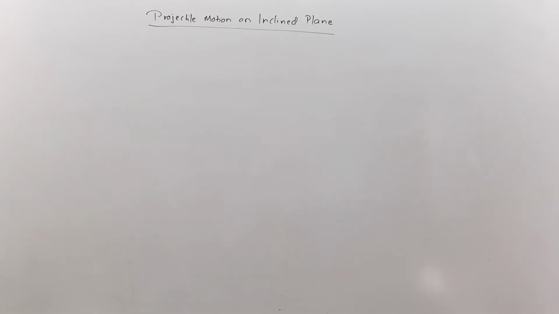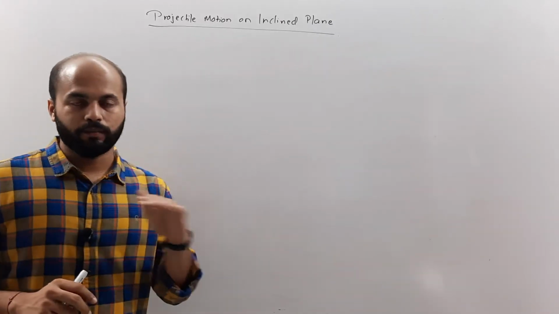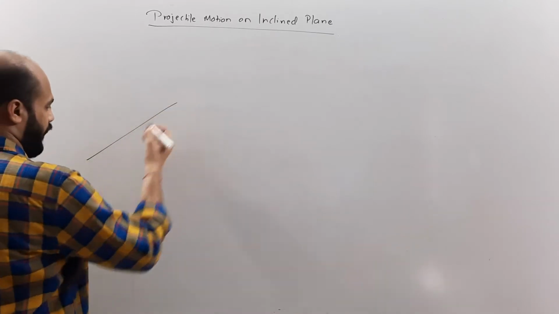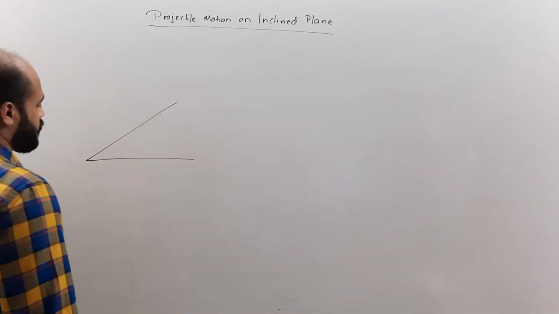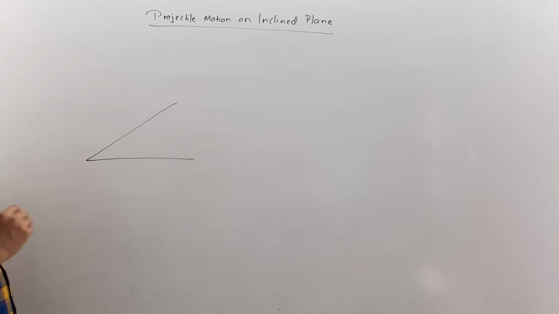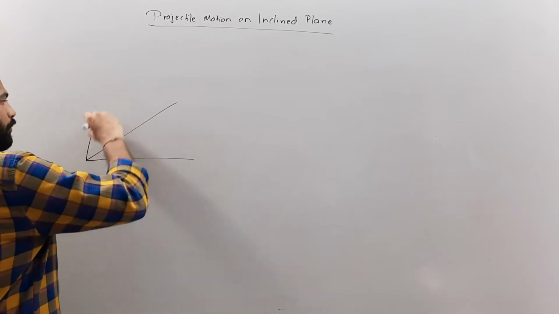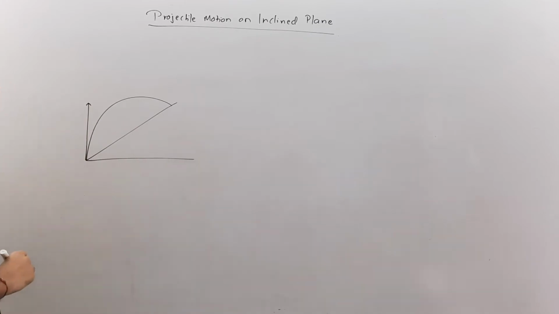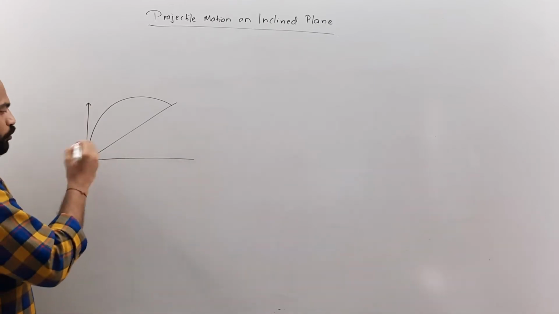Now that we have understood the projectile motion on the horizontal plane, we will try and take an inclined plane and analyze this motion. So this is the inclined plane that I am talking about, and now the projectile is fired like this. So this is the angle of projection.